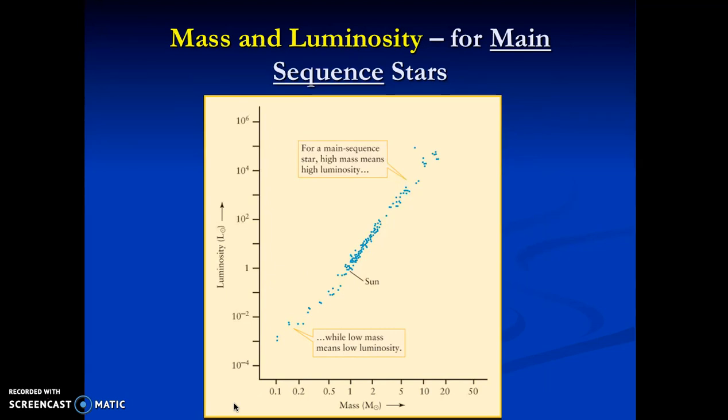One other really cool thing about looking at stellar properties is if we look at the luminosity of stars versus the mass, we'll notice that as stars are more and more luminous, they have higher and higher masses. This is for main sequence stars. So for stars on the main sequence, high mass means high luminosity, while low mass means low luminosity. We're going to find out next week that mass is one of the most important properties of stars, because mass really determines how long it lives and how it lives out its life.